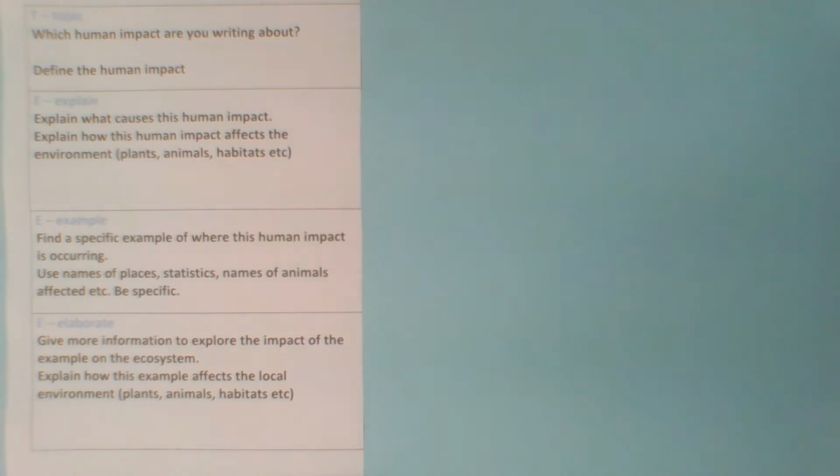Now, on Canvas, you have a sheet there that is your planning sheet that is to help you start to put a bit of structure in place for your paragraph. And I'm going to slowly go through it. This is exactly the same thing that's available for you guys. I've just changed it around a little bit so that it works for this video.